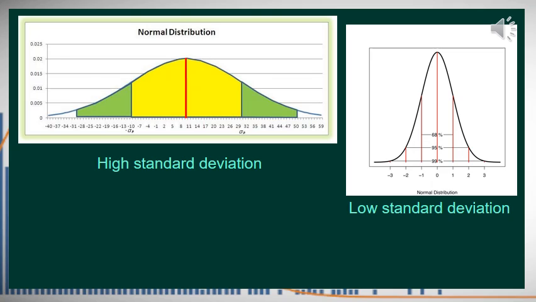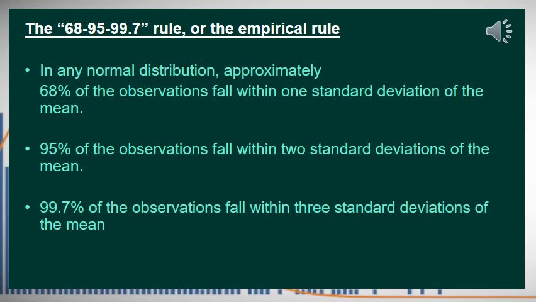As you can see on the image here, in these normal distributions, the mean, the median, and the mode are right at the center, but the curve on the left has a much higher standard deviation than the curve on the right. Now you remember what standard deviation means. It's the average distance from the mean.